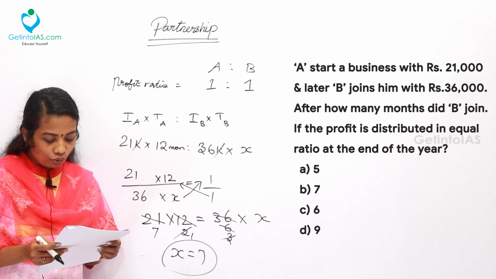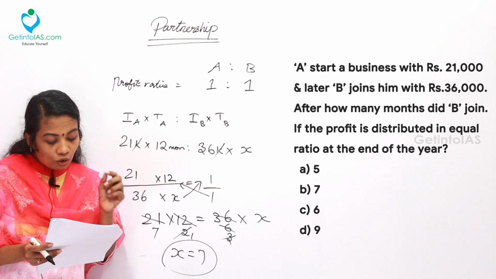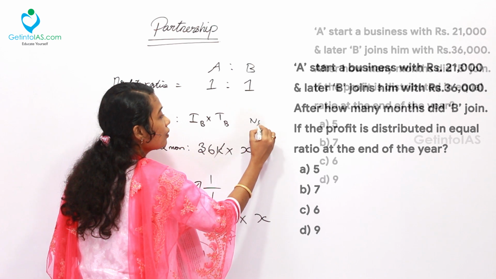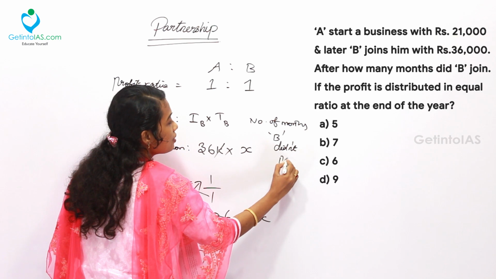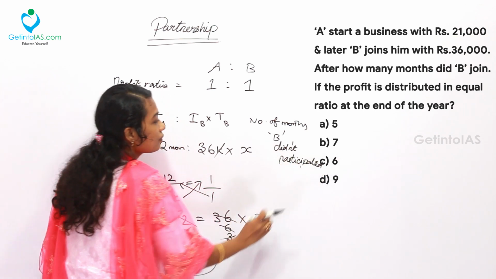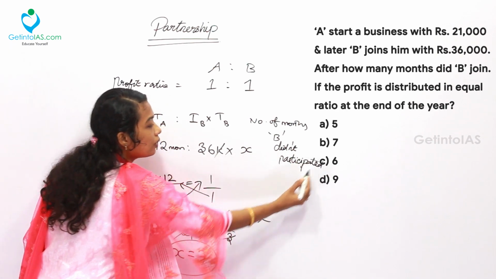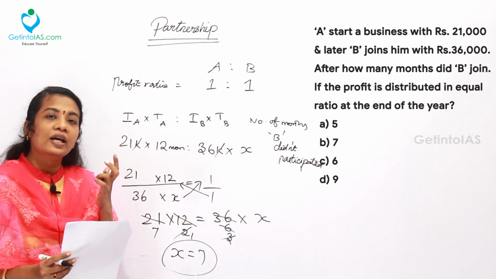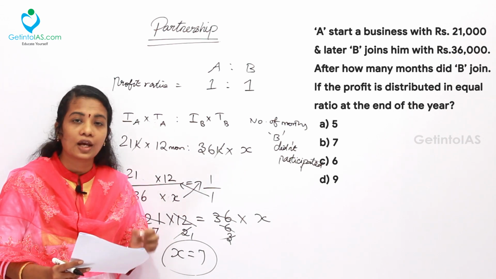But carefully you want to note that here the question is asking you after how many months did B join, which means the number of months B did not participate in the business. That is what the question is asking. How many months B did not participate in the business, you want to answer. So only 7 months B was participated. For the 5 months he has not participated in the business. So the answer for this question is option A, 5.